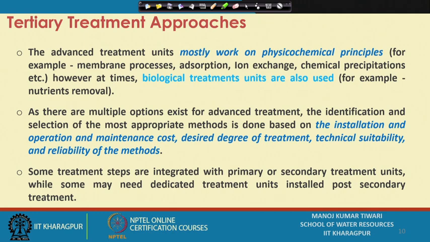As there are multiple options, as we were just seeing, for one specific type of contaminant removal we can have multiple options for advanced treatment as well. So, one should be able to distinguish and select the most appropriate method based on several criteria. And what could be those criteria? Those criteria could include the installation and operation and maintenance cost.